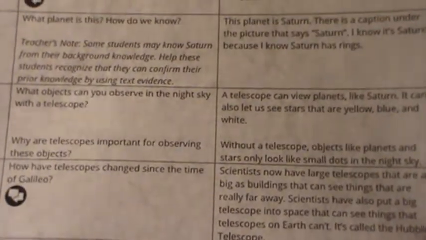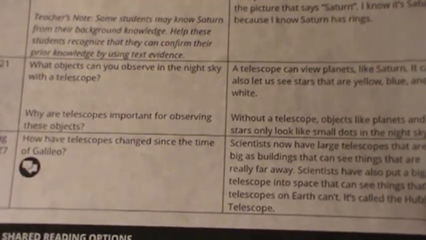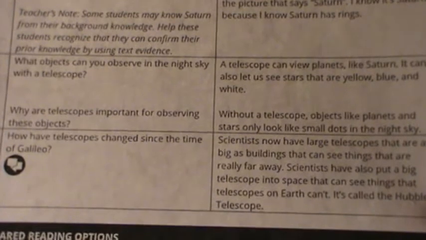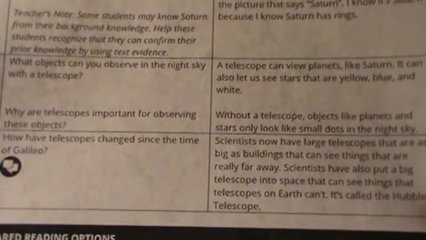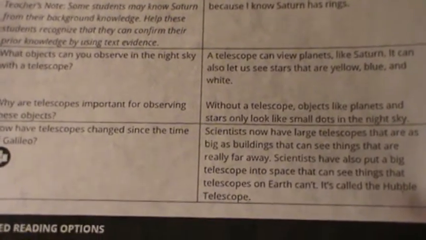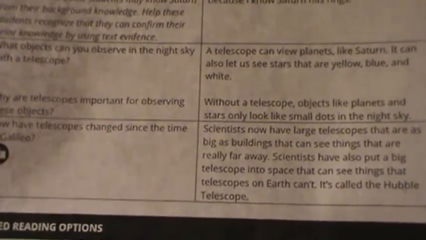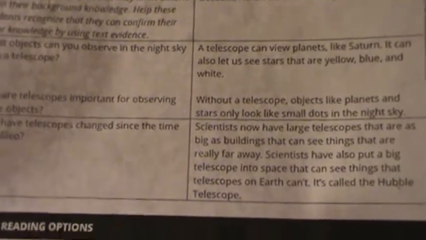And pages 18 through 21, what objects can you observe in the night sky with a telescope? Why are telescopes important for observing these objects? And after reading pages 22 through 27, how have telescopes changed since the time of Galileo? So again, the right side is giving you the answers to make sure that your child is getting somewhat close to the expected answer of that question.